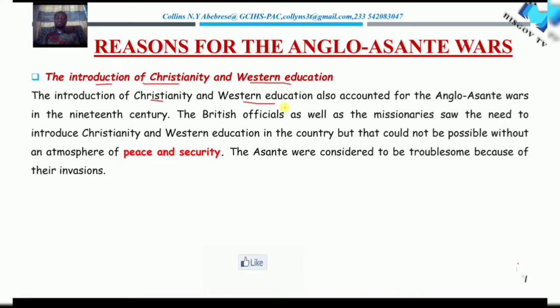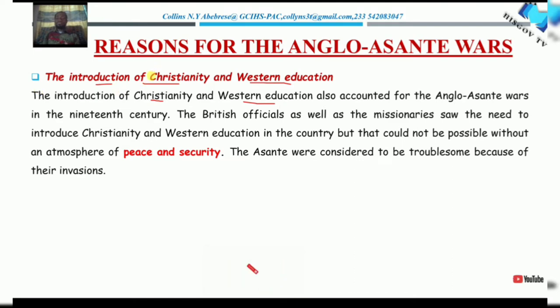And this war was caused by the Asantes. The wars were never caused by the southern states. It was constantly caused by the Asante nation or empire. And so if they are able to conquer and then add Asante to the colony, I think that peace will prevail.